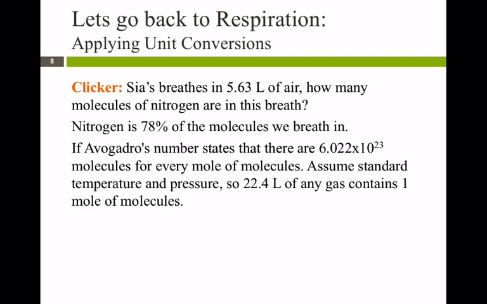Now, hopefully you've worked through the problem, and the first step, as we did before, was to identify the starting quantity and unit and then what we're trying to get to. So I see the starting quantity. We know how much she breathes in. Sia breathes in 5.63 liters of air. So this is our starting quantity. We're trying to figure out what that is in another unit. We're not saying it's a different amount, but we're saying how many molecules of nitrogen. So this is the unit that we're trying to get to.